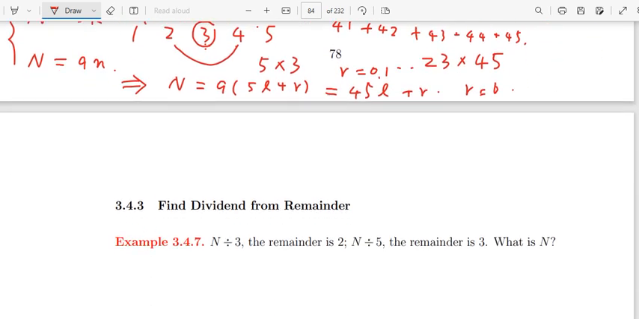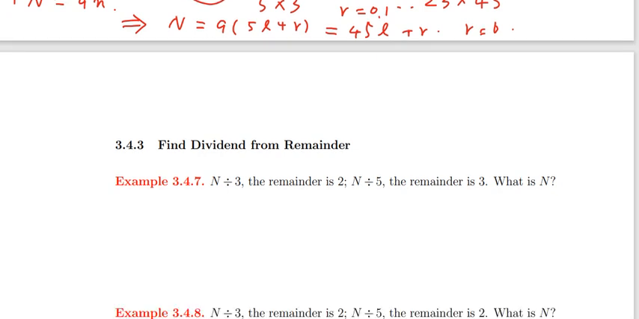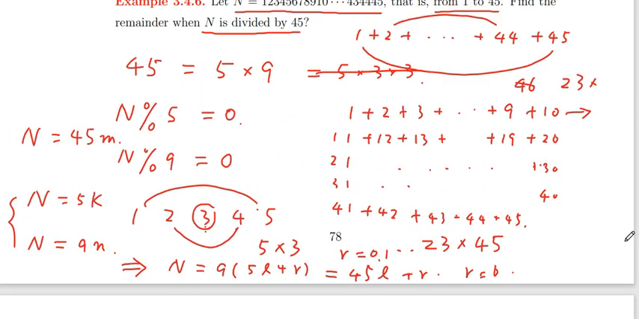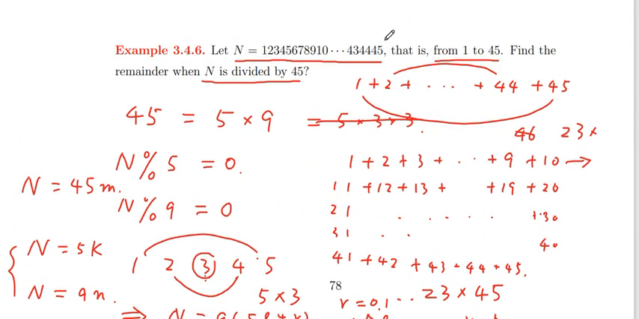Okay. So for such a problem, we can change it a little bit. Maybe we can delete this. How about this big number divided by 45? Here maybe the remainder divided by 5 is not 0, like here divided by 5 remainder 3, right? And divided by 9 also not 0. But we can still use the same idea to solve such a problem.